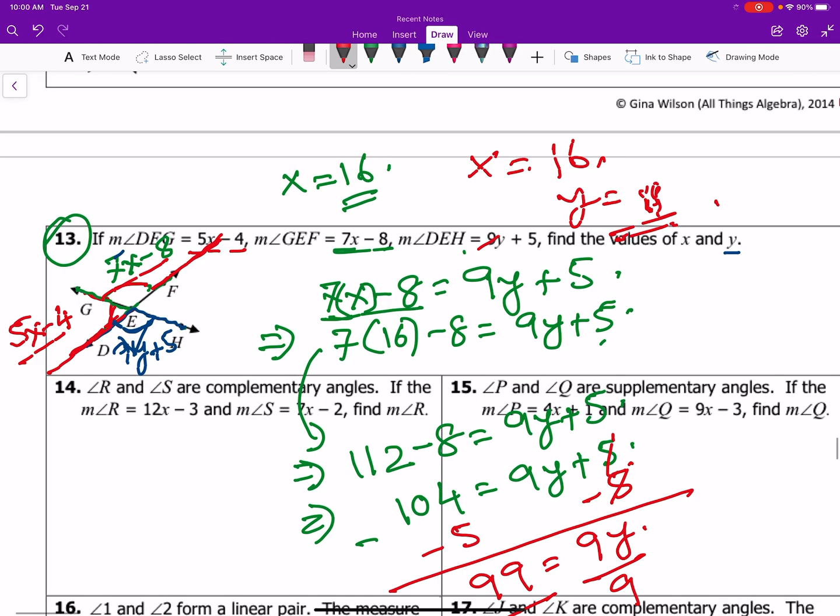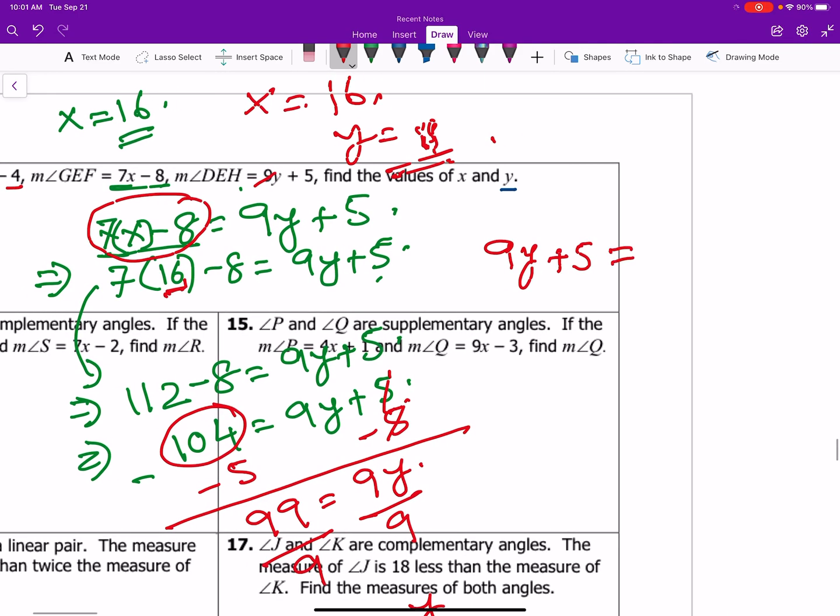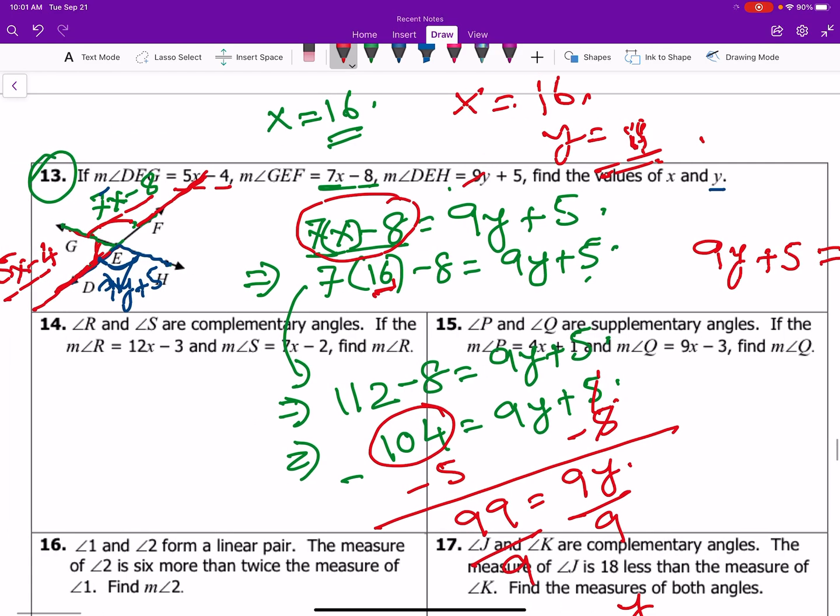So what I said, once you got 16, you could work with this to see how much it gives. So you see that this gives 104. Somebody could say 9y plus 5 equals 104, okay? Why? This 104 is the value of this once you plug in x, okay? So that's the way we solve this one, okay?